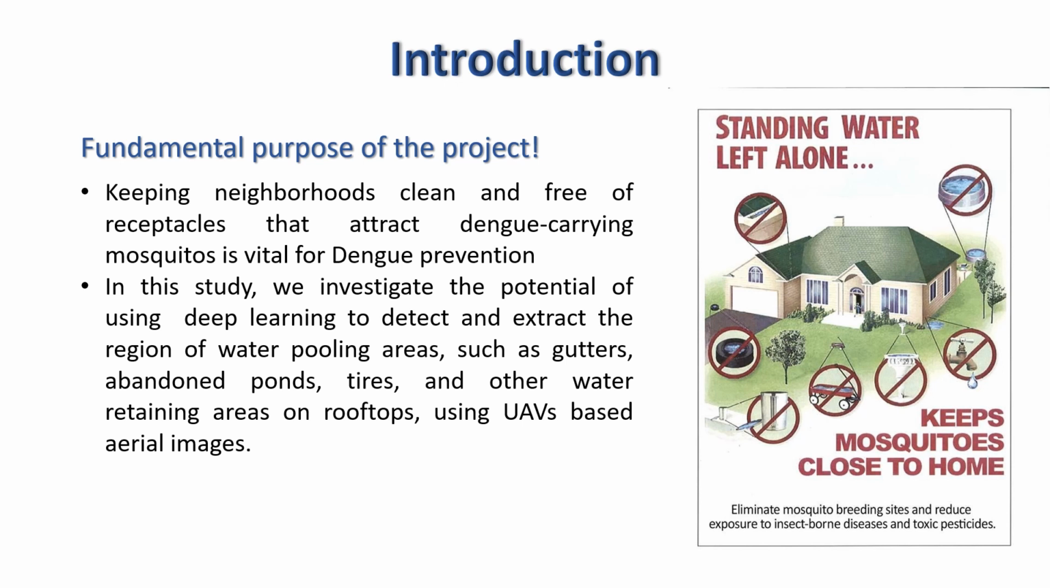Keeping neighborhoods clean and free of receptacles that attract dengue-carrying mosquitoes is vital for dengue prevention. In this study, we propose and compare two different deep learning and convolutional neural network methods to detect and extract the region of water pooling areas, such as gutters, abandoned ponds, tires, and other water-retaining areas on rooftops, using UAV-based aerial images.